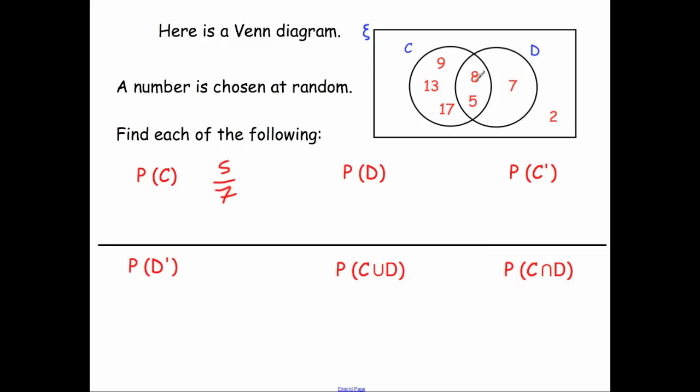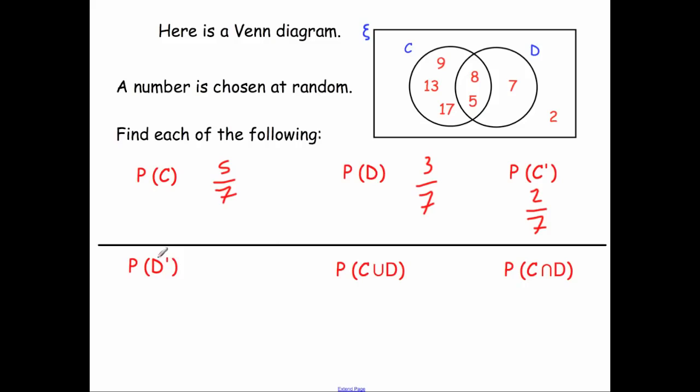Probability of D, well, there's 1, 2, 3 numbers in D, so that'd be 3 sevenths. The probability of the complement of C, or the probability of C dash, means the probability of not C. So it means what's the chance of picking a number that is not in C. We've got 5 numbers in C, but these 2 numbers, the 7 and the 2, are part of C dash, or the complement of C. So it's going to be 2 out of 7.